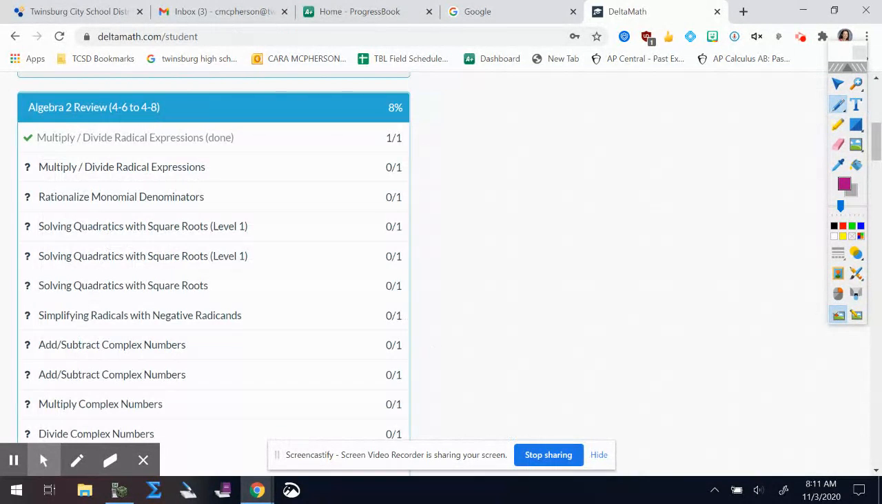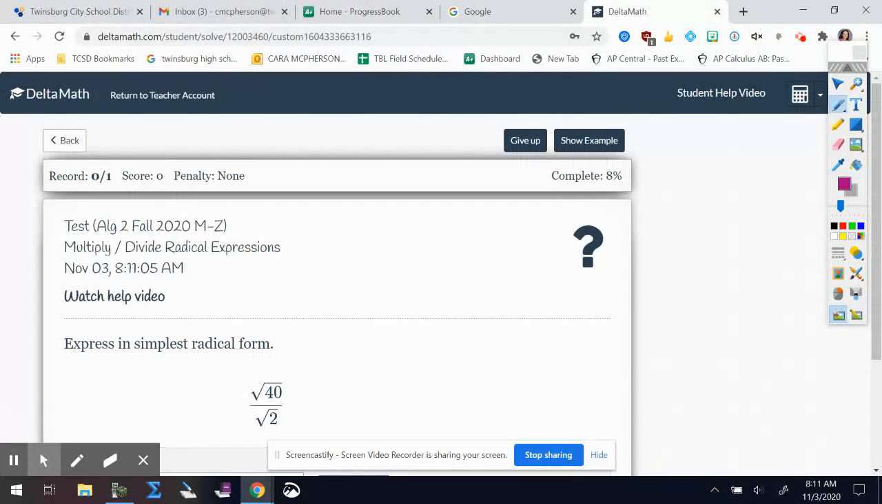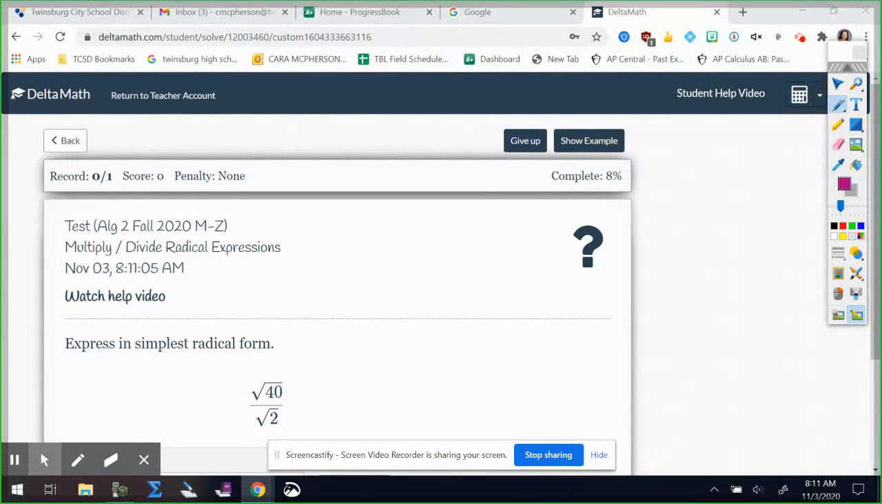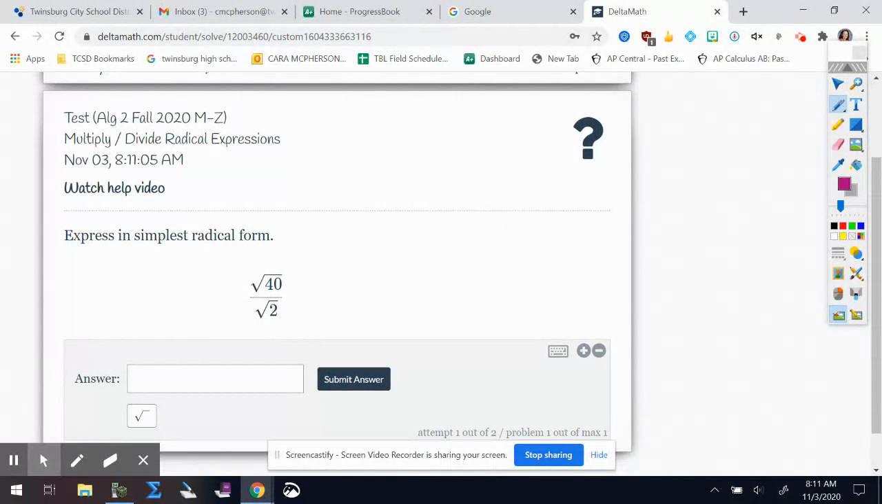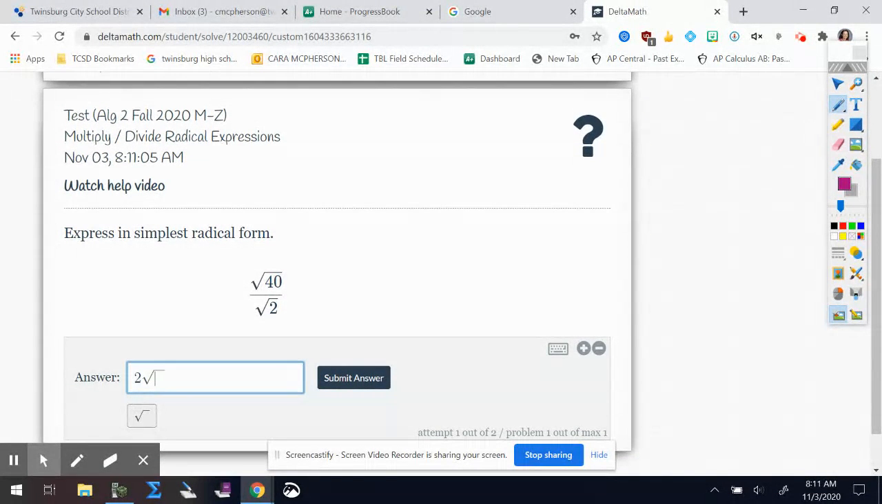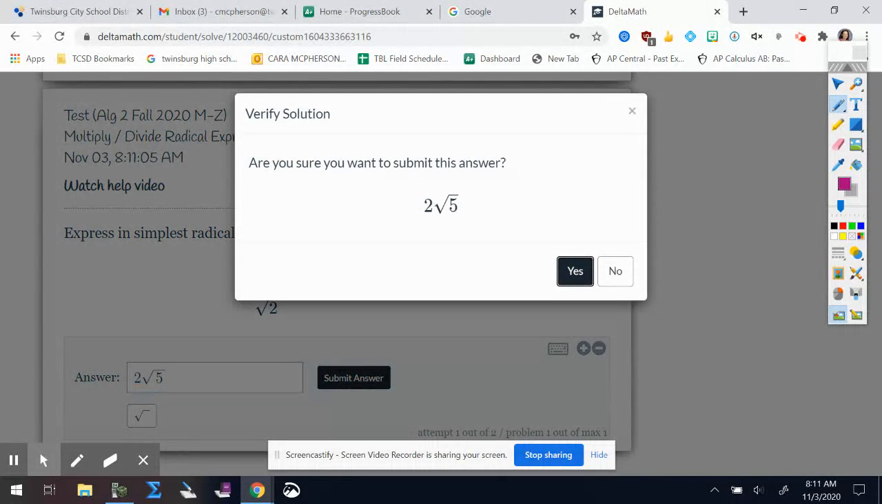All right, next one is dividing. We're going to do a simple dividing. We'll also do a more complicated dividing in a second. So a simple dividing is one that divides evenly. So you'll notice that 40 divided by 2 divides evenly. So 40 divided by 2 is 20. So you're just going to divide these two numbers. And then you're going to break 20 down into its perfect square factor, which is 4 times 5. The square root of 4 is 2, and you still have the square root of 5. So you're going to type in 2 root 5 into your answer. So 2 root 5, submit.